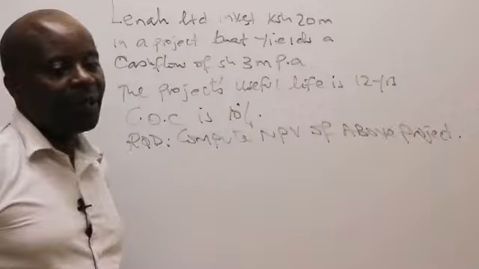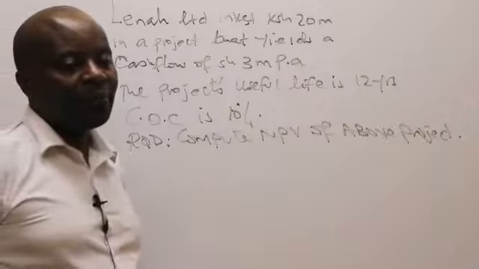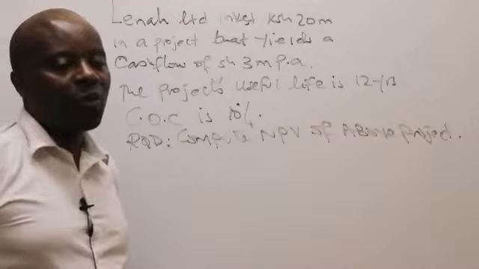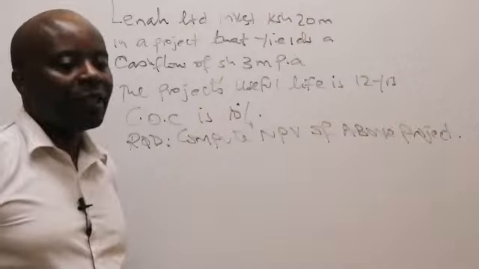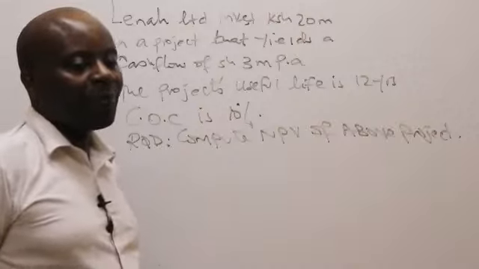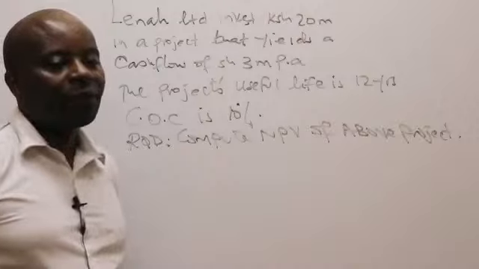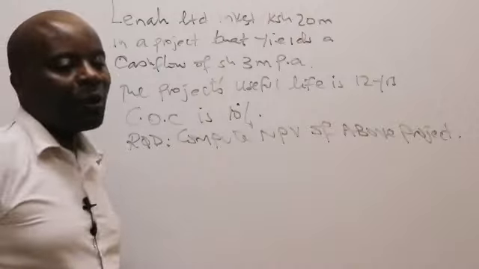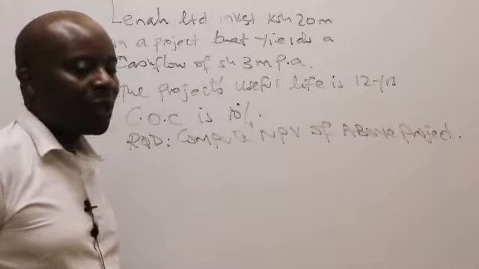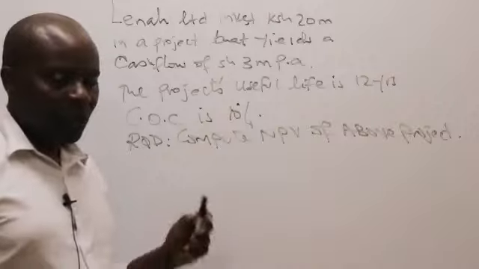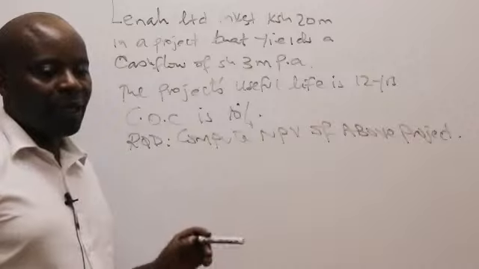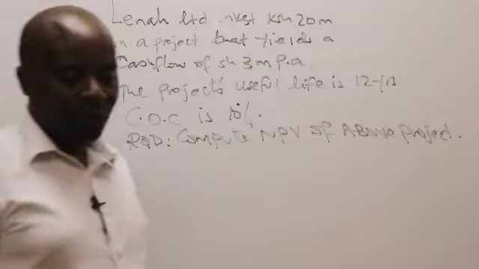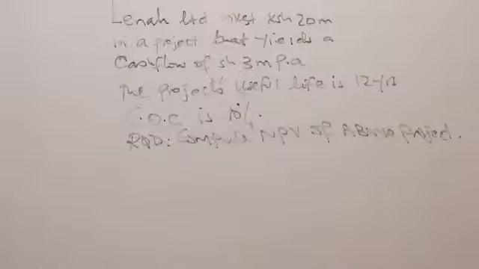So we have Lena Limited, quite a serious company, belonging to one of us in this room, which has seen an opportunity and invested Kenya shillings 20 million in a particular project that yields a cash flow of shillings 3 million per annum. The project's useful life is 12 years. COC is cost of capital. The cost of capital is 10%. So we are required to compute the NPV of the above project. I would want to see whether there is anybody who will be able to give me that net present value.